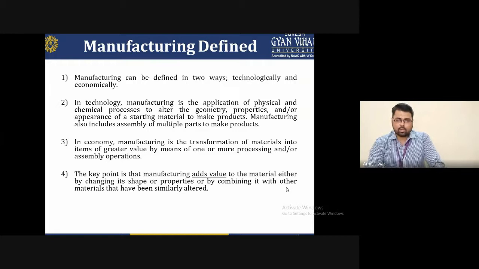Third is economy. Manufacturing is the transformation of material into items of greater value by means of one or more processing and or assembly operations. That's why I am saying that for manufacturing any product, the price must be very low or very reasonable. That's why everyone wants to purchase this type of product in the market, and you will survive a long time. Otherwise, your product will not survive in the market if the price range is too high.